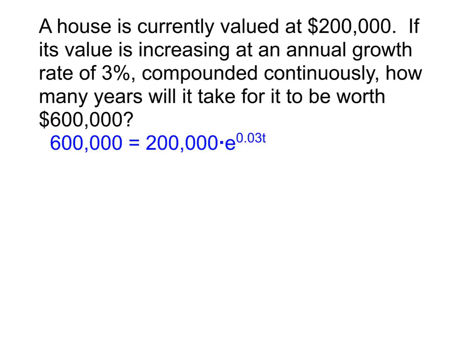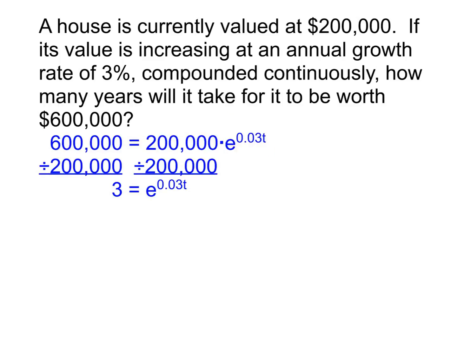All right, now as usual, if I'm trying to solve an exponential, the first thing I want to do is get the exponential part by itself. So that means I got to get rid of the 200,000. And since it's being multiplied by it right now, I want to divide both sides by 200,000. Isn't that nice? It works out to be a nice, pretty number. It's just 3. Almost like it was planned that way.